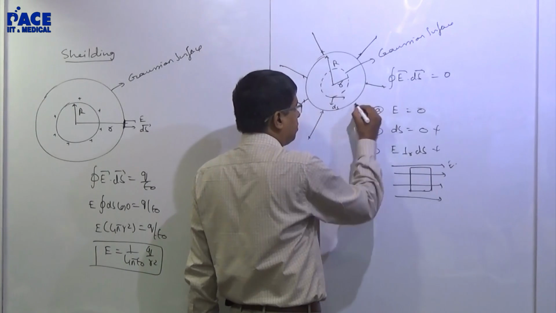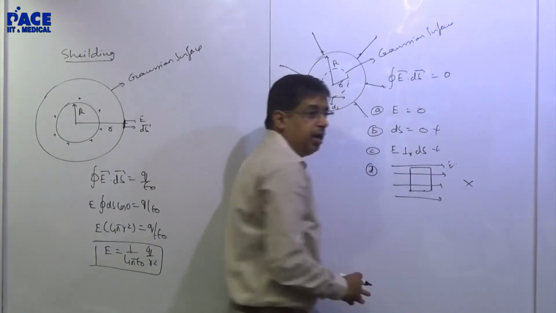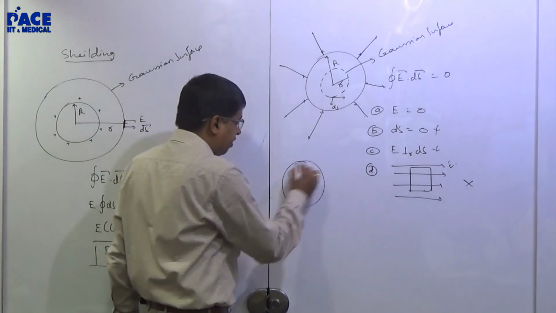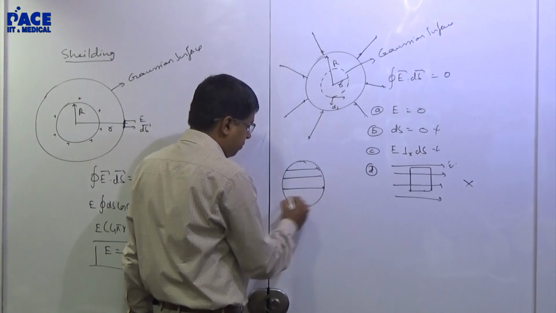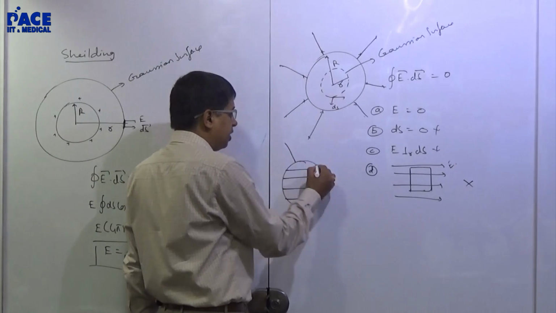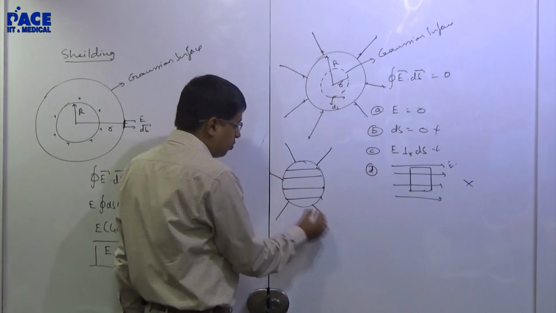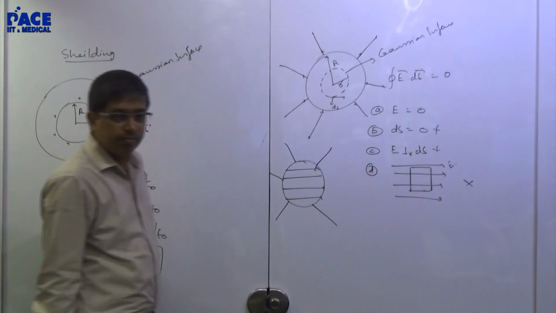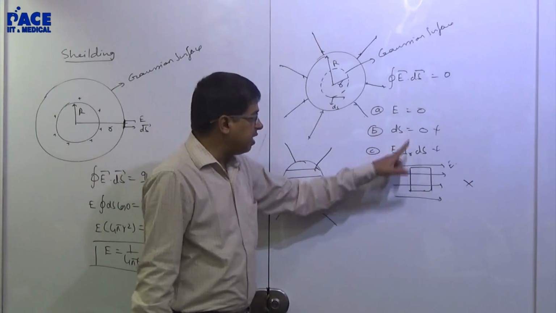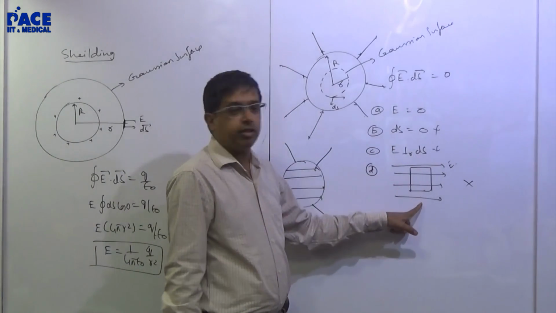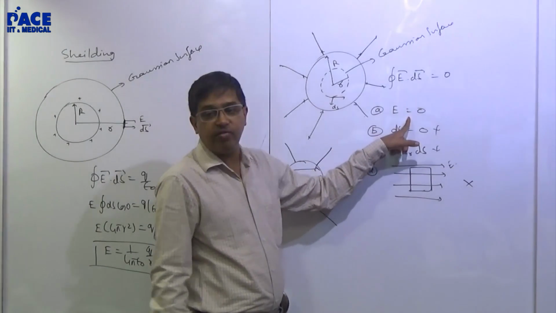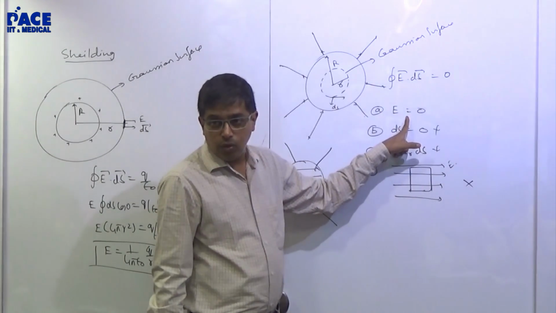Uniform field is not there because outside the field is radial. Inside it won't become uniform. If inside a uniform field has to come, then outside the field cannot be this. Why? Because the lines when they go inside they will intersect. So this option is eliminated, this option is eliminated, this option is eliminated. Leftover will be field will be equal to 0.